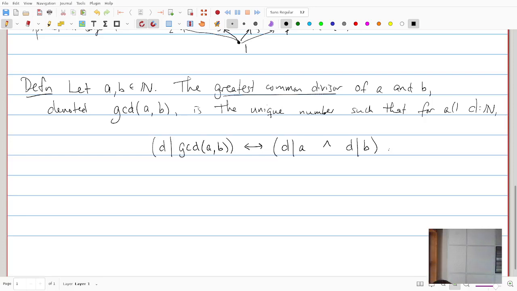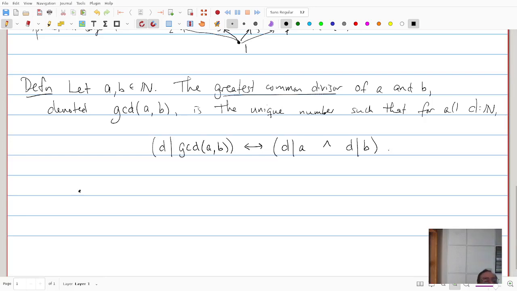Think about this a little bit. So this is an if and only if. So let's think about each direction independently. So first of all, in the left to right direction, it says, okay, if you have GCD of A and B is some number, if D divides that, then D must divide A and it must divide B also, right?